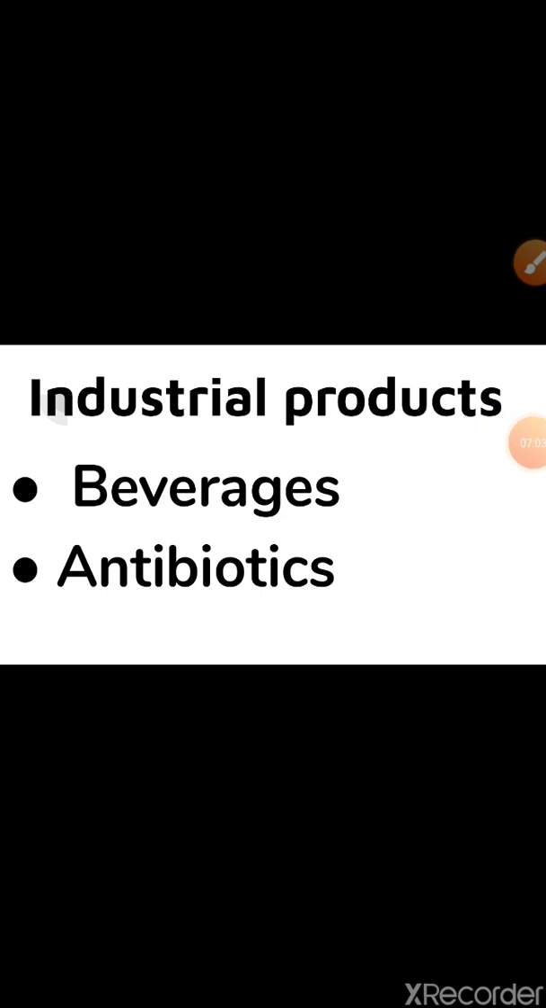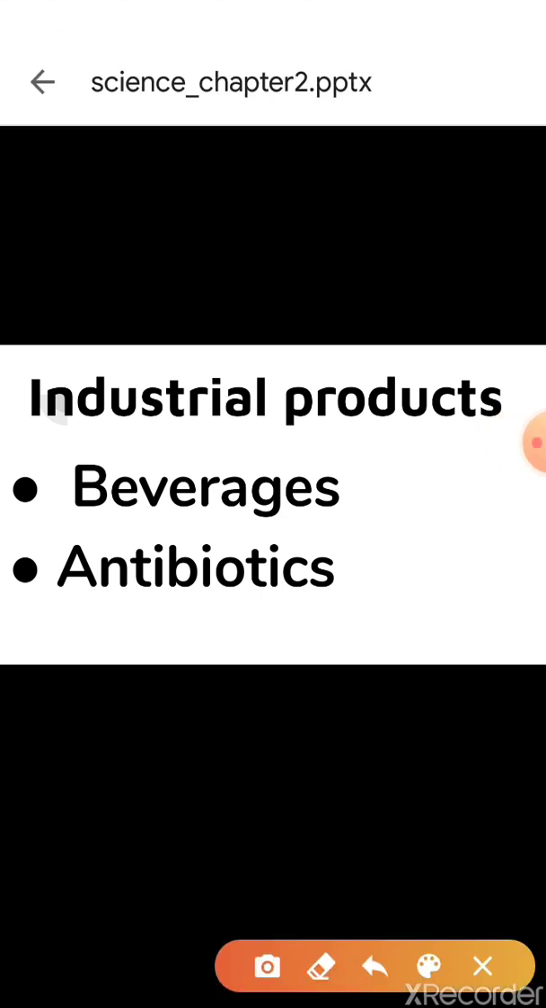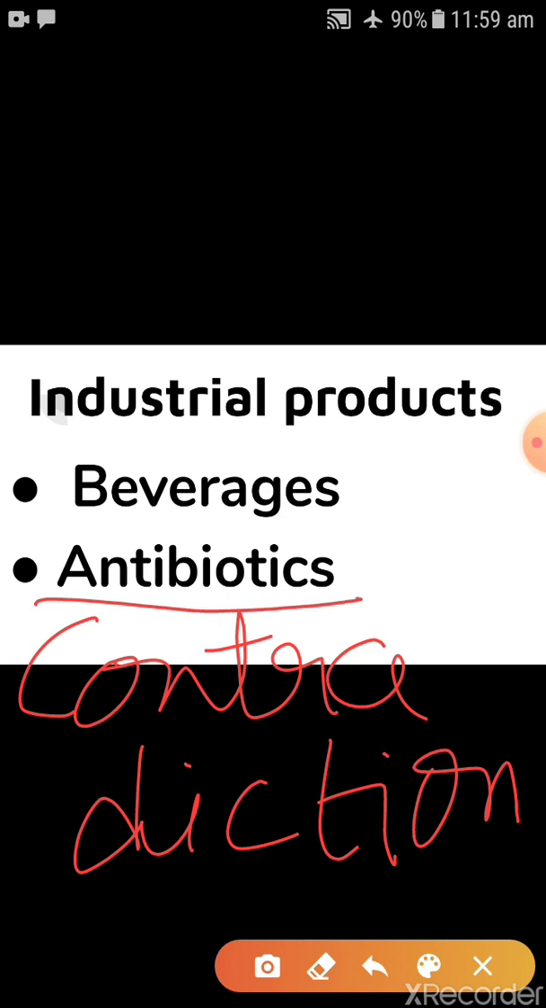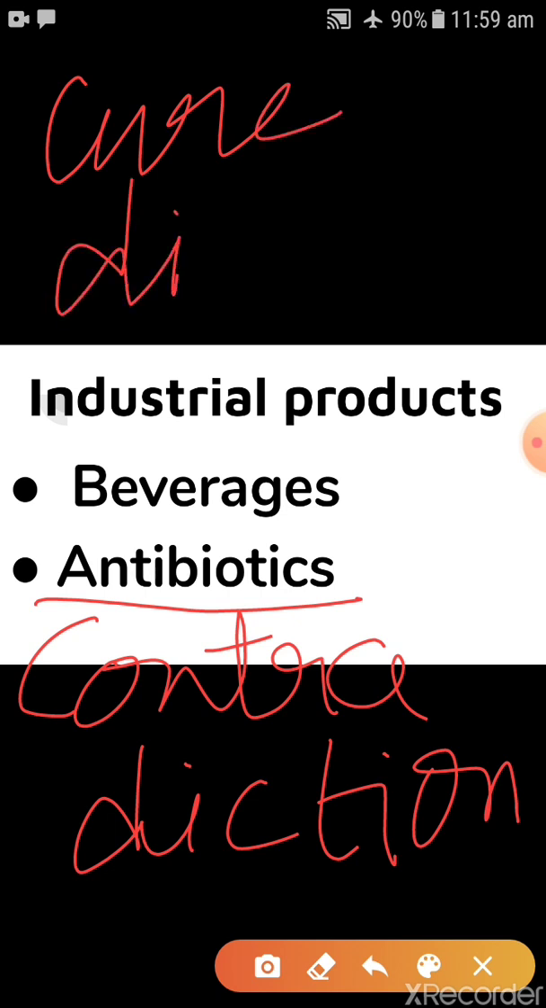Children, here is the contradiction. What is contradiction? It means we are having two different things together in this topic. What is that? Antibiotic. When we talk about antibiotics, children, antibiotics is used to cure disease. But why are we using antibiotic? To cure disease. Okay.